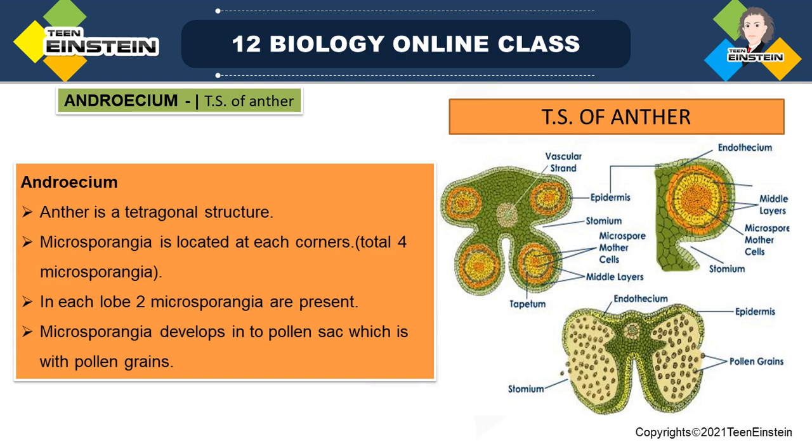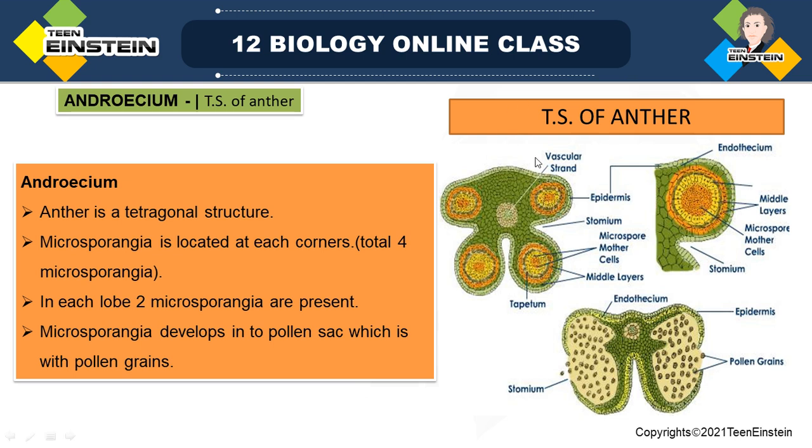Now let's learn the transverse section of a young anther. If you are cutting an anther in a transverse way, we can see these types of structures. I said the stamen has a filament and anther. So if you take a transverse section of this anther, we can see the structure.